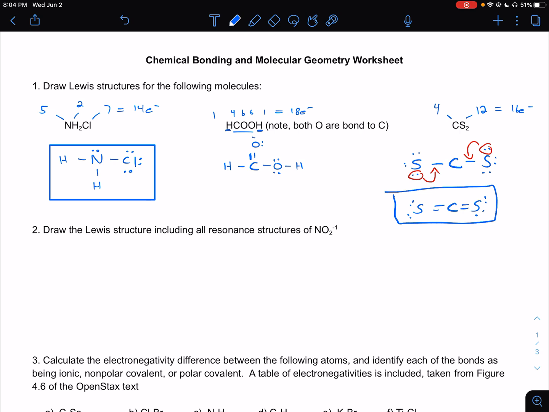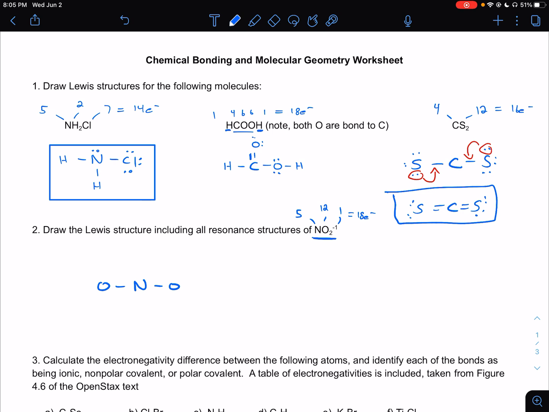In our next question, we're asked to draw the structure of NO2 with a minus charge. And so again, if we count electrons, we have 5 from the nitrogen, we have 12 from the 2 oxygens, and then an extra electron from that -1 charge. So that's going to give us a total of 18 electrons. So I'm going to start off with my nitrogen. What I'll do now is add those 2 oxygens. So I'm just going to start off like this.